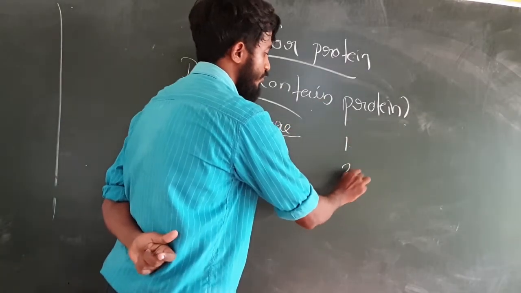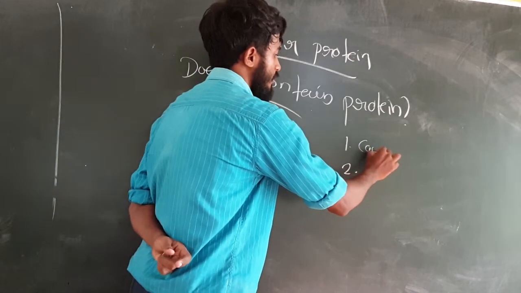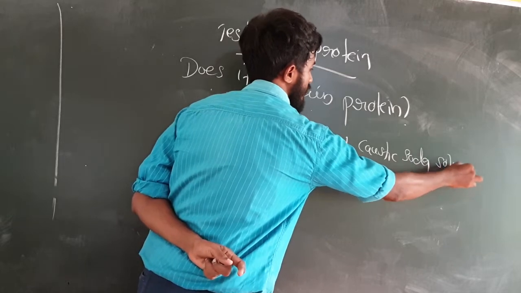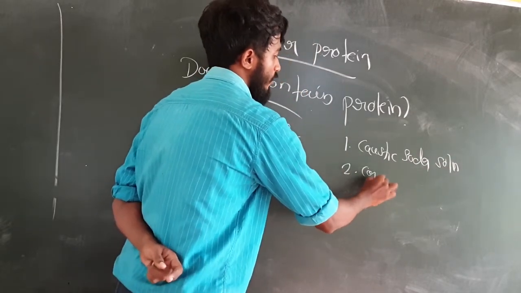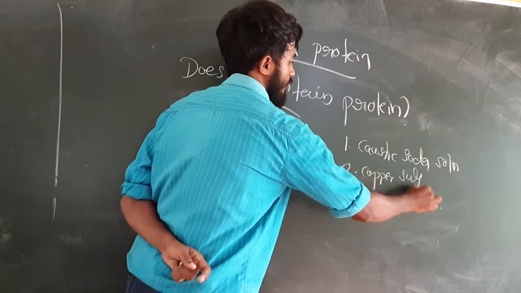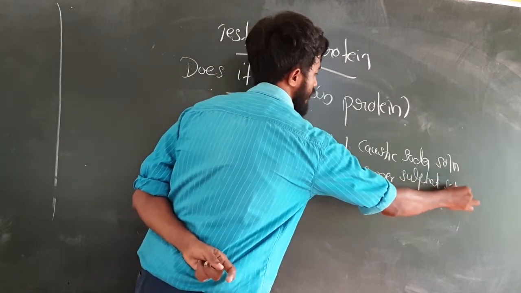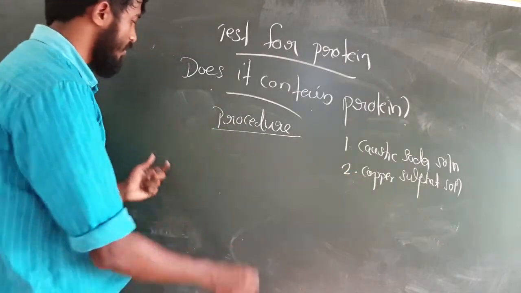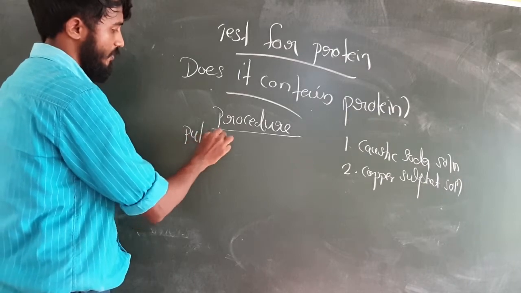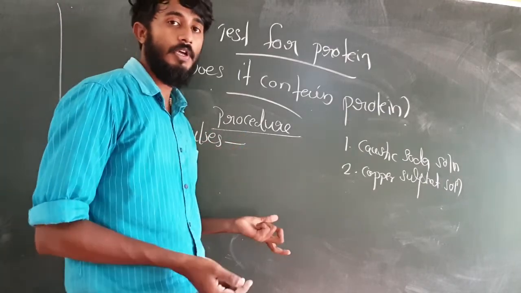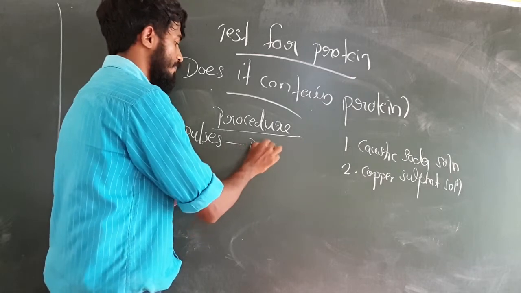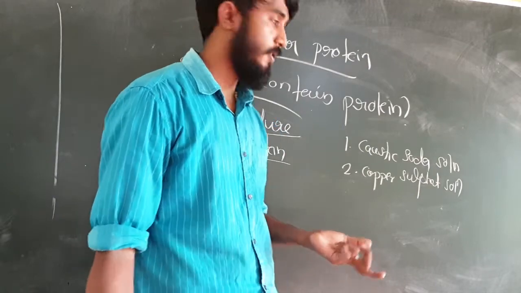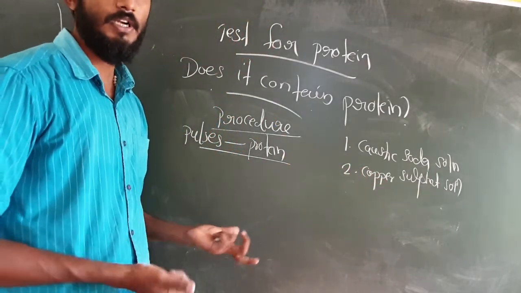What do we have? We have two solutions. What are they? Caustic soda solution and copper sulfate solution. We have these two solutions available and you are given pulses. We know that pulses are very rich in protein. How can we prove it? That is the main question. How can we prove the pulses contain proteins?